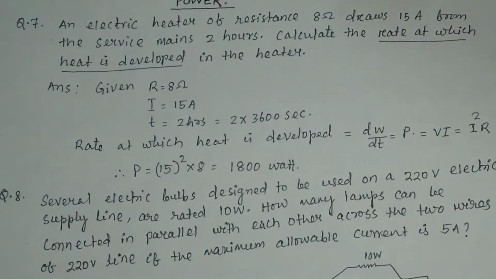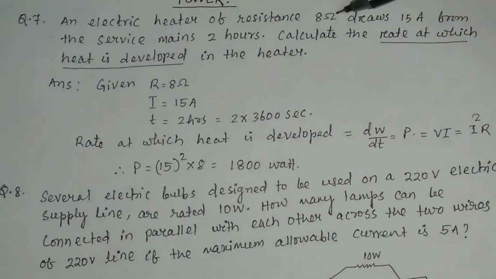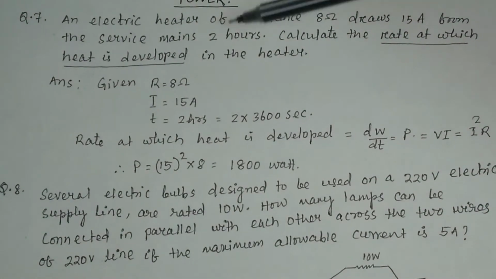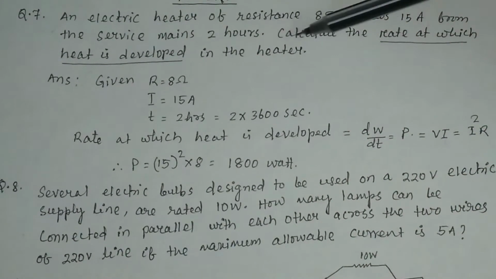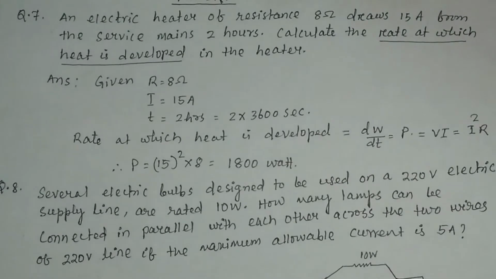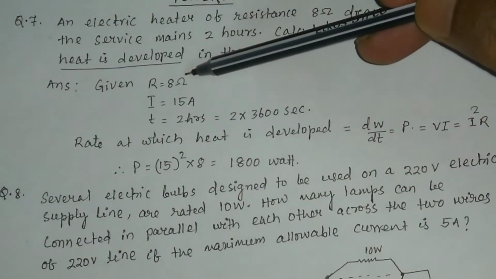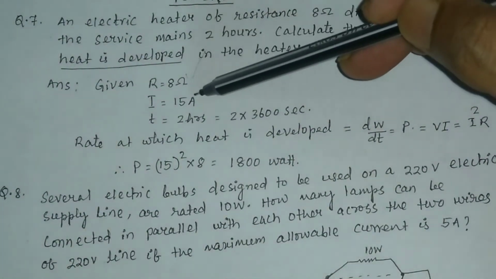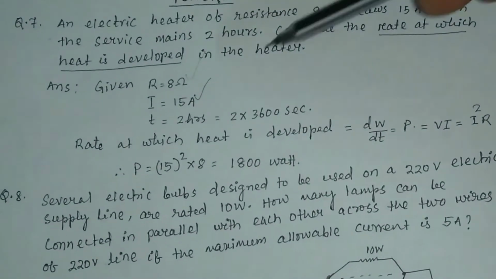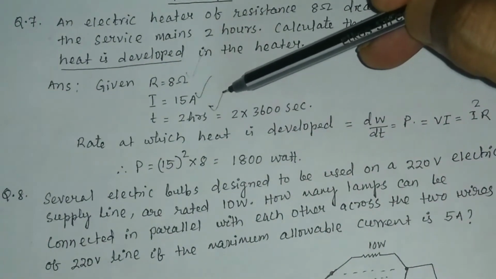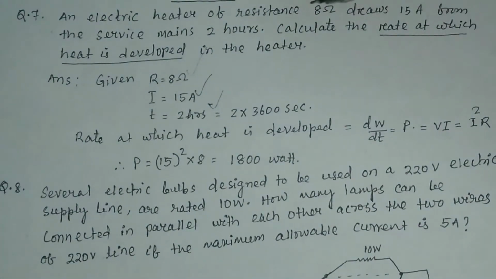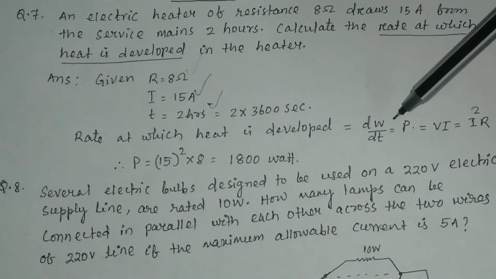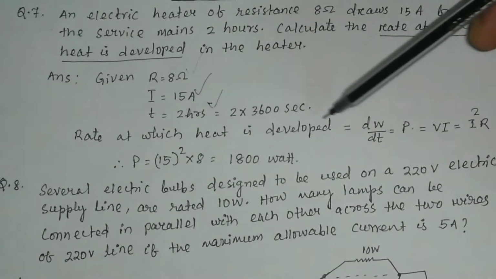Next question. An electric heater of resistance 8 ohm draws 15 ampere from the service mains for 2 hours. Calculate the rate at which heat is developed in the heater. Okay, so in the electric heater what is given? Resistance is given, 8 ohm. Current is given, 15 ampere. And time is given, 2 hours. So what will be the rate at which heat is developed?